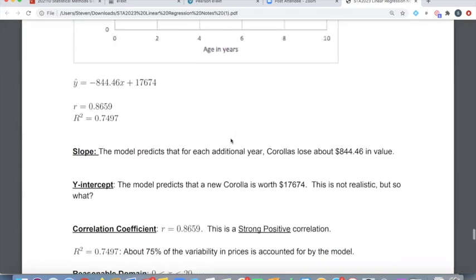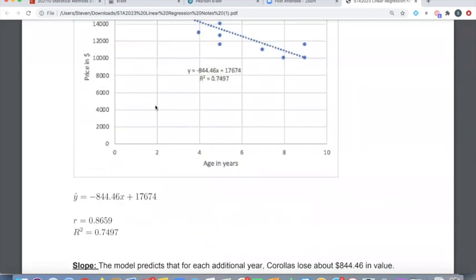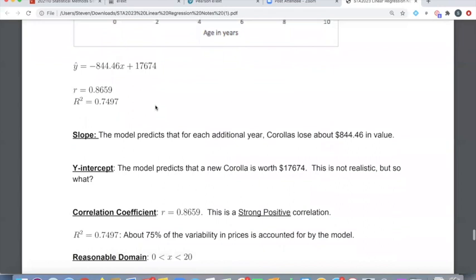Okay, the y-intercept. Remember, y-intercepts are points, not numbers. So we get this value when x equals 0. What's it mean, x equals 0? What's a car that's 0 years old? We have a name for that. We call that a new car. So we would say here, the model predicts a new Corolla is worth that value.